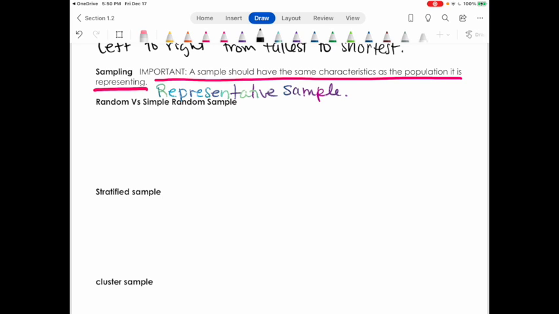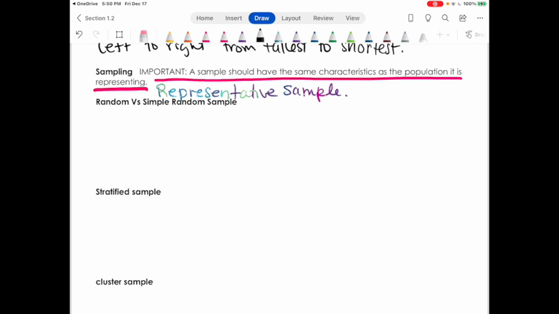Okay, so the first one we're going to talk about is random sampling. Random sampling is when you literally choose someone or something to be in your sample by randomly picking them. And usually that is with some kind of program or app that you can use to randomize something. So in general, you have a random sample, and that's just when you randomly pick someone or something for your sample.